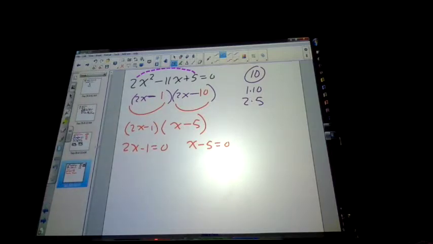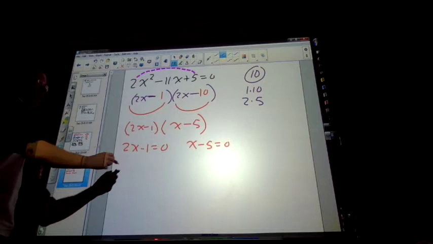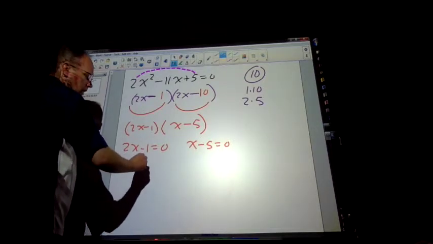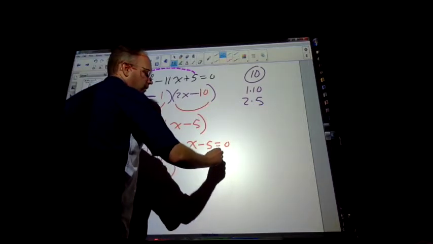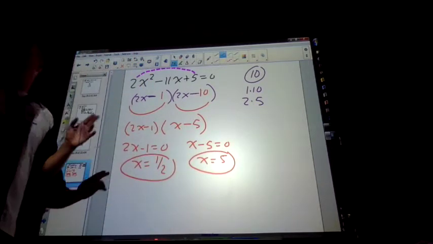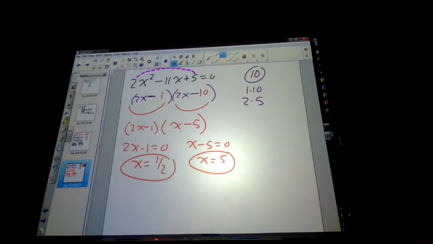So on the first one, what do I do to both sides? Add 1 and divide by 2. So if I add 1 and divide by 2, I'm going to wind up with 1/2. On this one, I'm going to add 5 to both sides. So if I were to take 1/2 and 5 and plug it into our x value, the whole thing would become 0. If I was graphing this on the xy axis, where it would cross the x-axis would be at (1/2, 0) and (5, 0).